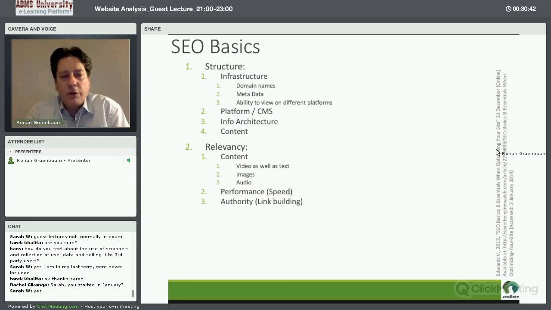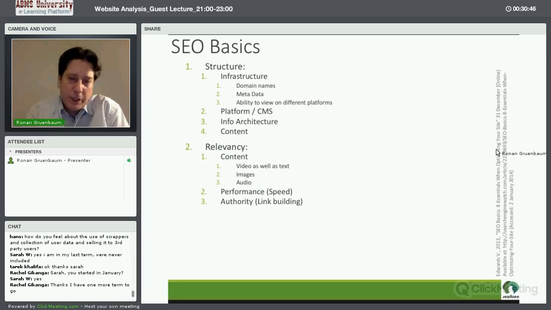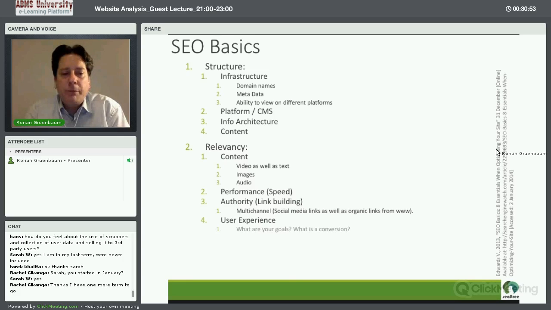We also need to talk about the user experience. So what are your goals? As I said before, we need a goal for every web page, and you need to have a conversion. Are you trying to measure eyeballs or clicks? Do you want to just see how many people have visited your site and have seen your banner ad, or how many people have clicked on your particular ad?